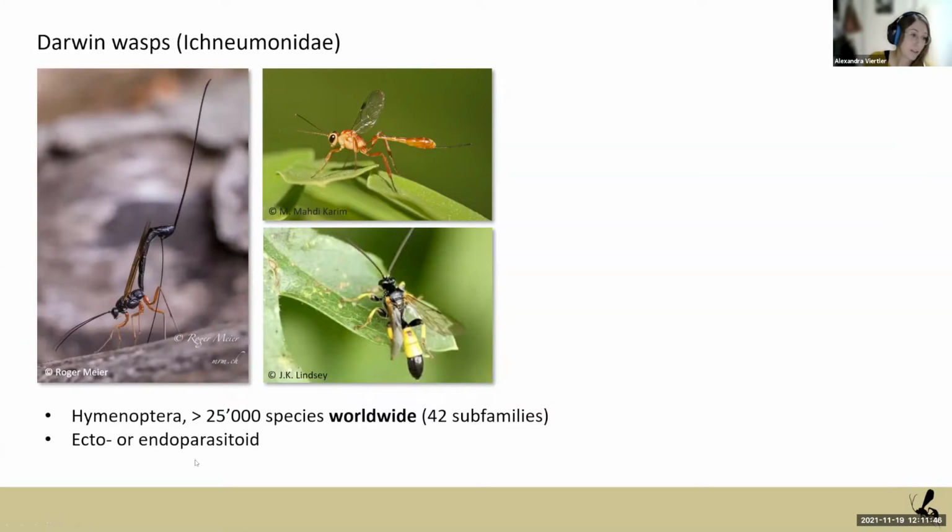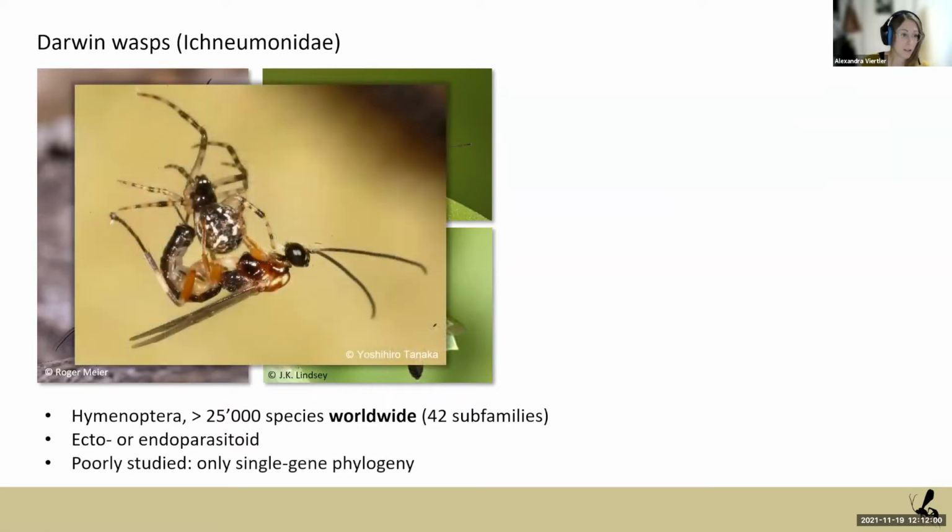With that, they lay eggs on or inside a host. So that's why they are ecto or endoparasitoids. They're killing the host by finishing their development. Their hosts are mainly other insects, but more rarely even spiders, as you see here. And they're adapted to the host. So this wasp has very long legs, for example. What's also quite interesting in those wasps is that they're very poorly studied. There's only a single gene phylogeny so far.